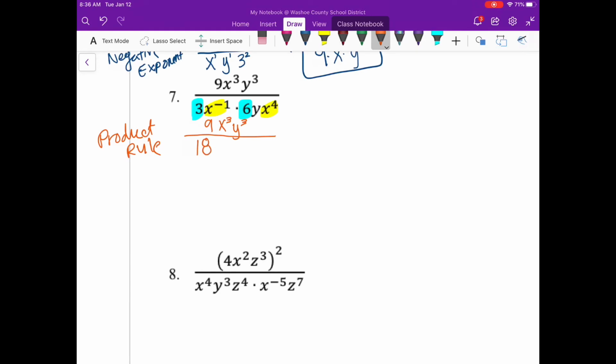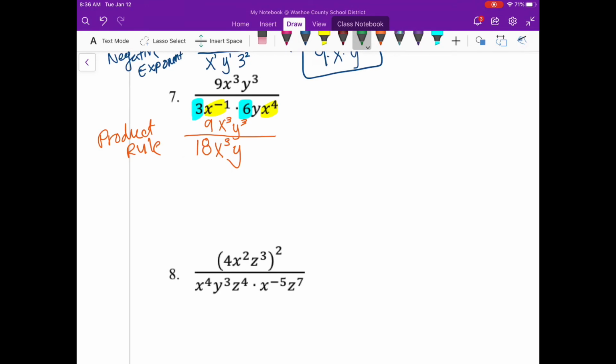3 times 6 is 18. And then I have x to the negative 1, and 4 is positive 3. Then I have a y in the denominator, okay? Now, if you didn't start with this step, that's totally fine. Just wait and see what you got.